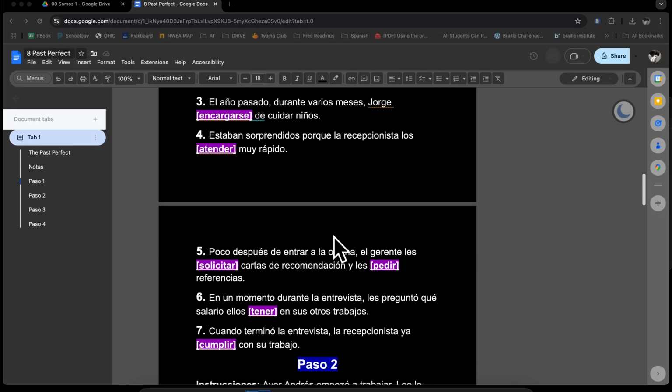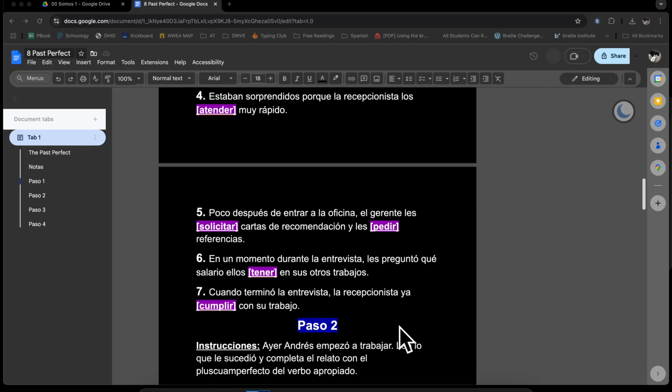Number 4, estaban sorprendidos porque la recepcionista los atender muy rápido. They were surprised because the receptionist attended to them very quickly. We would say, había atendido. Remember, the subject there is not them. The subject is the receptionist. Estaban sorprendidos porque la recepcionista les había atendido muy rápido.